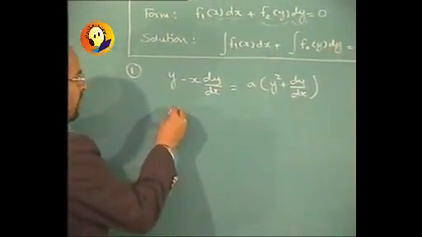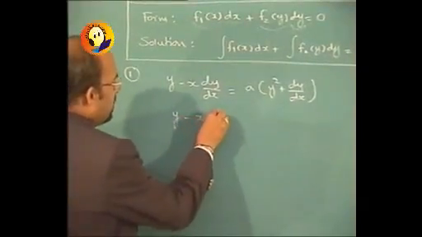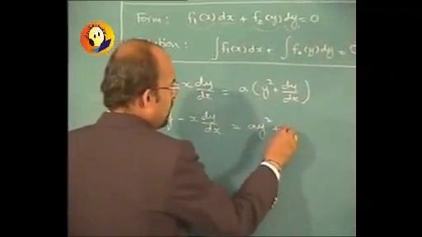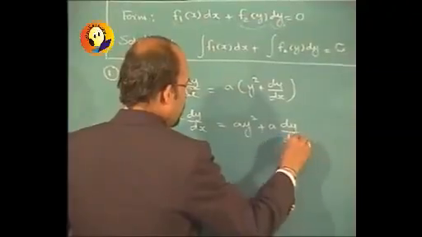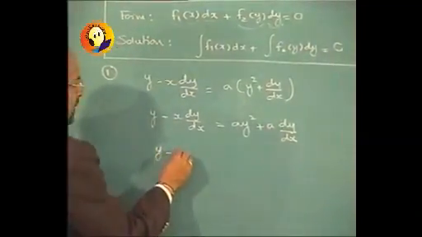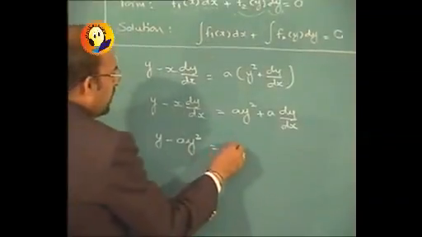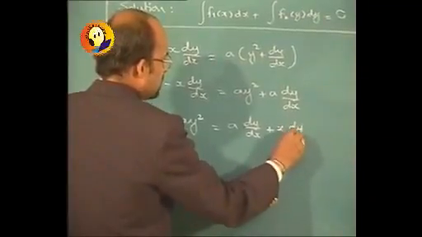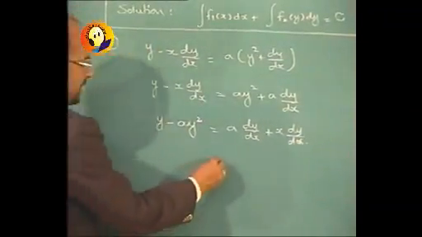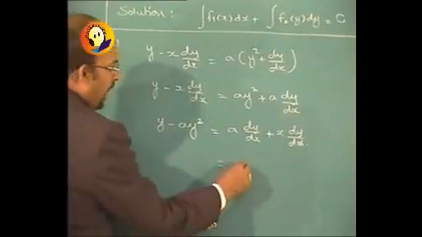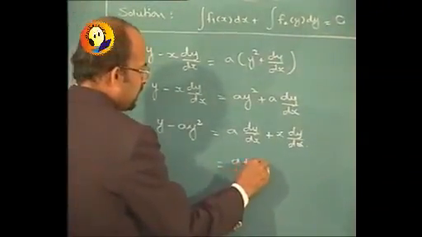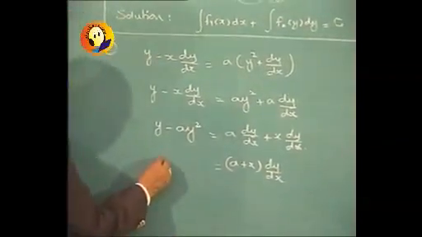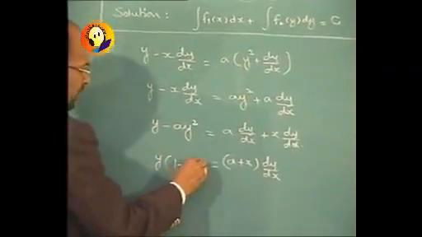For this, we first of all multiply by a on the right hand side, and then in the next step we will be collecting all the terms of dy by dx on one side. So it will be y minus ay square is equal to a dy by dx plus x dy by dx. So it can be written, on the right hand side, as a plus x into dy by dx, whereas the left hand side will be y into bracket 1 minus ay.